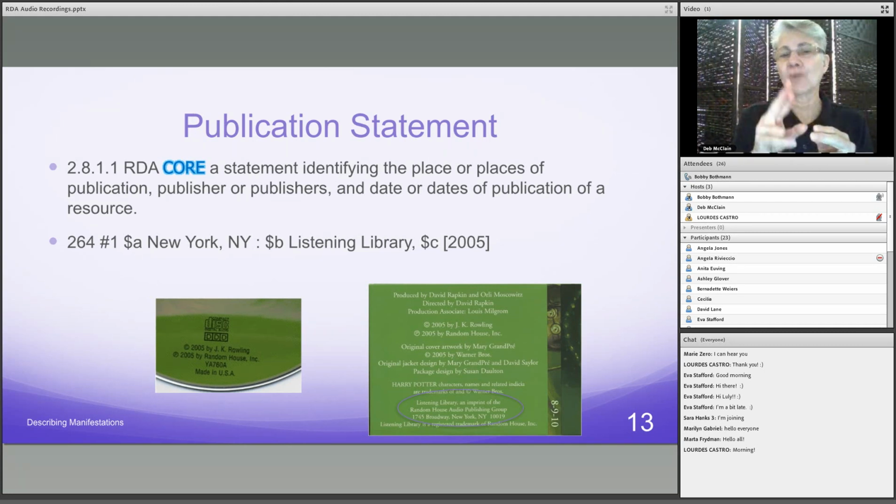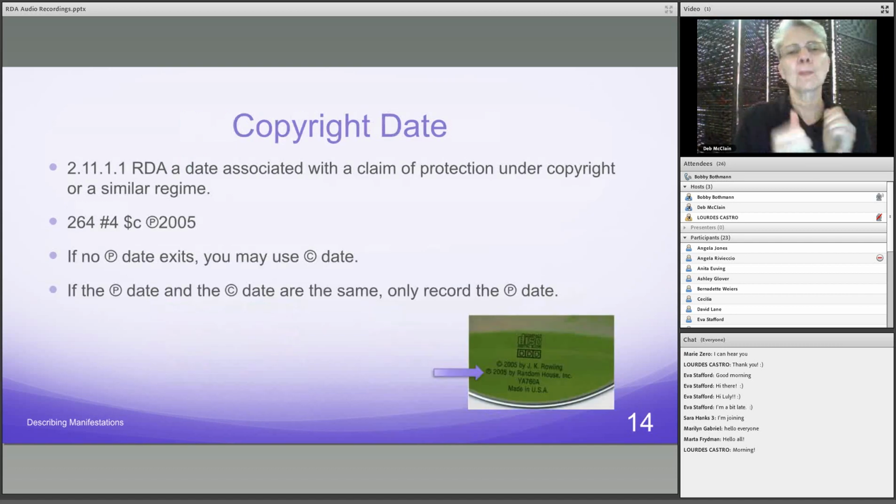So use the most recent copyright date, regardless of whether it is C or P, for inferring your publication date. And then when you have your copyright date, you do want to include the P date. If the C date is different and more recent, go ahead and add another 264 field, second indicator 4, and record that C copyright date.